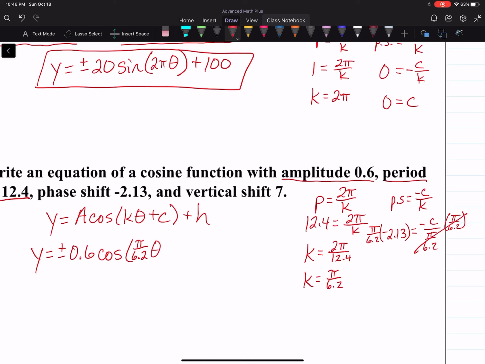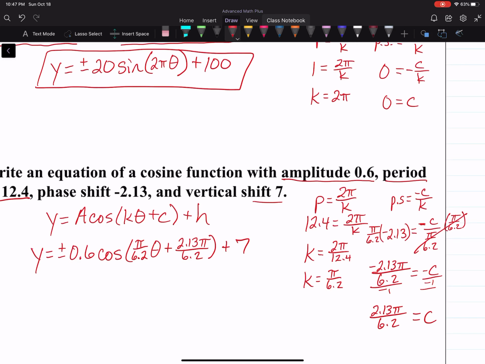Heck, we'll just leave it like that. That's going to be negative 2.13 pi over 6.2 equals negative c. Now, don't forget your negative. We don't want negative c. We want positive c. So basically, we're just going to divide those by negative 1, and we'll get positive 2.13 pi over 6.2 equals c. And that is a very, very, very ugly answer, but that is our c. So plus 2.13 pi over 6.2. And then finally our vertical shift is the easy part, plus 7.